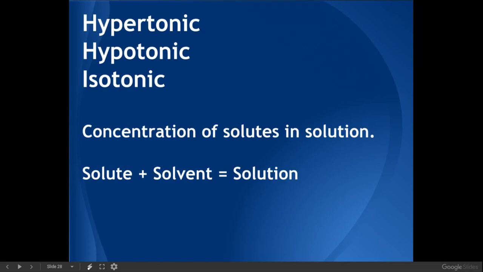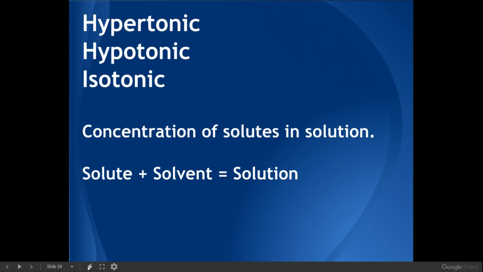In this video, we're going to discuss hypertonic, hypotonic, and isotonic solutions. These terms can be easily confused by students, so it's important that we are able to distinguish between these three terms. All three of these terms relate to the concentration of solutes that are found in a solution, and this will then determine in which way material will move in terms of diffusion or osmosis.